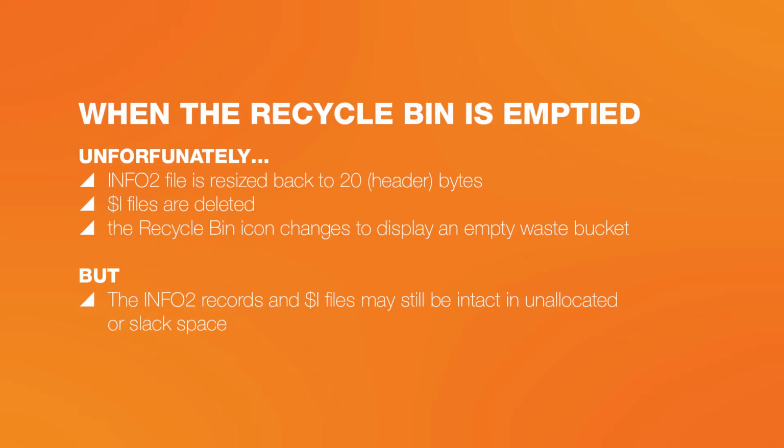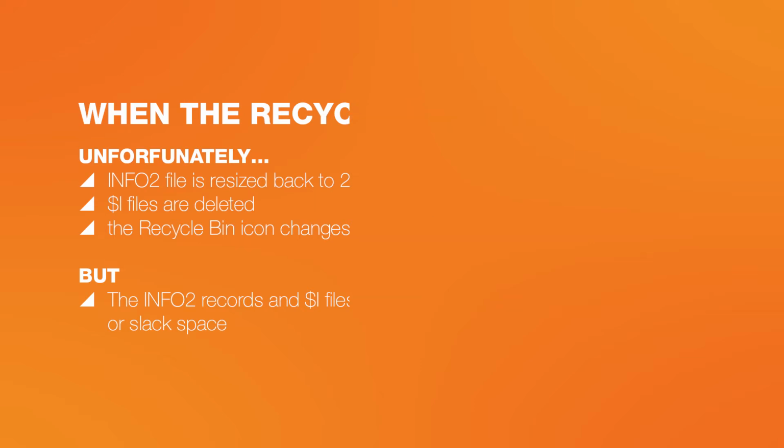When the Recycle Bin is emptied, the files and the folders in the Recycle Bin become deleted files and folders. File systems will modify their system files to reflect the deletion, as we covered in Unit 6. In addition, INFO2 entries and the $I files are deleted, and the Windows Recycle Bin icon changes to an empty waste bucket. However, even though these INFO2 records and the $I files are gone from the Recycle Bin, they may still be intact in unallocated or slack spaces.